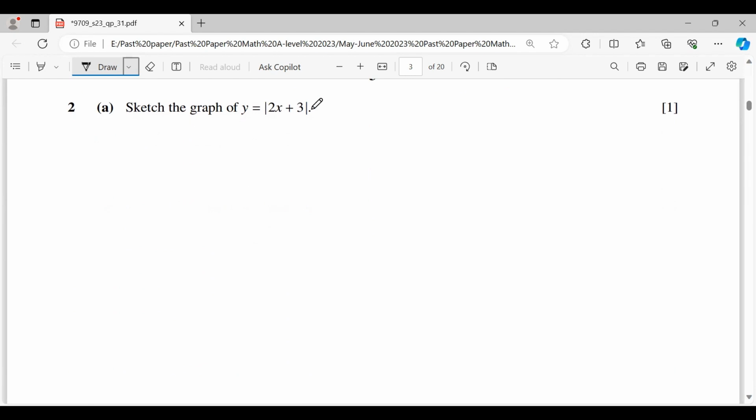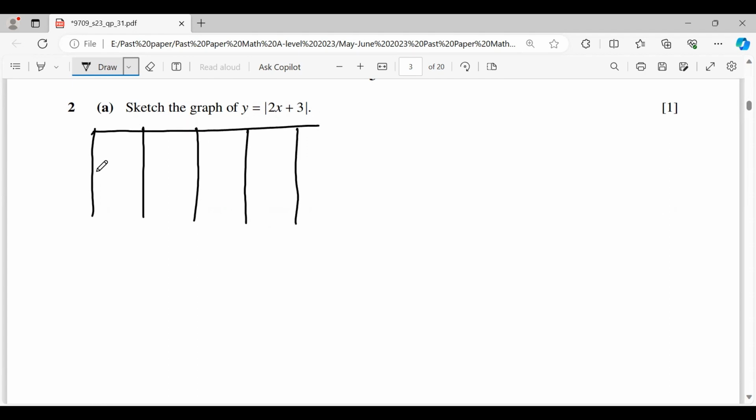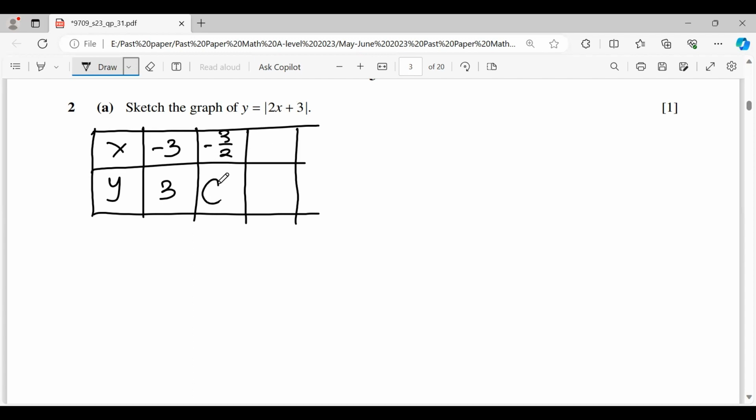To sketch this graph, y equals modulus 2x plus 3, I'm going to use this table to assist me. Okay, x, y. If x is negative 3, 2 times negative 3 is negative 6. Negative 6 plus 3 is negative 3, but the modulus is 3. And if x is negative 3 over 2, y is 0, because negative 3 plus 3. And if x equals 0, y equals 3.